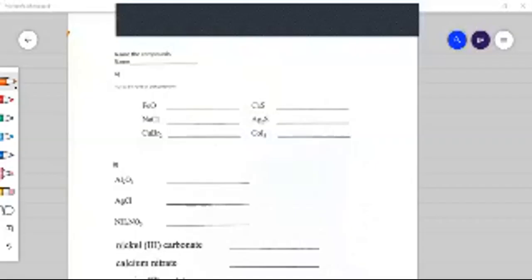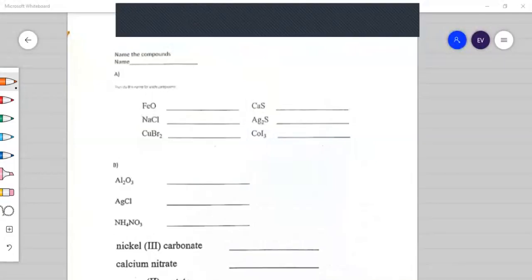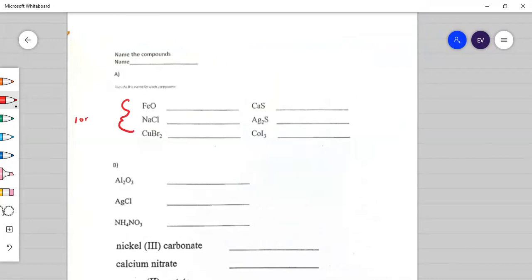Solutions for the naming quiz. Okay, so let's start with the first ones here. I can already tell you that these compounds here are ionic, right? So I'm going to go ahead and label these as ionic compounds. How do I know that they're ionic compounds? Because I can see that there's a metal and a non-metal.